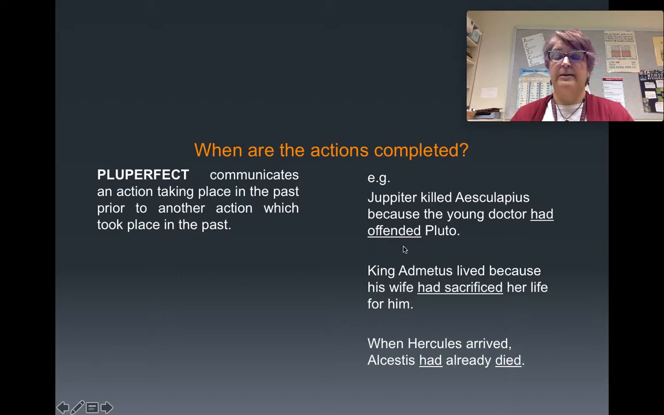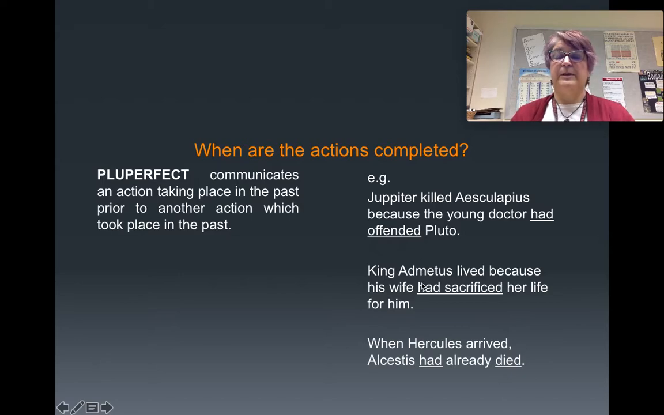Jupiter killed Asclepius because the young doctor had offended Pluto. We're talking about two actions in the past, the killing of Asclepius and the offending of the doctor. The one that took place first was the offending of the doctor. And I know that because of the word because. Jupiter killed Asclepius. Why? Because of this action that already happened. Make sure that in English you're using the helping verb had to express what you see after the because.